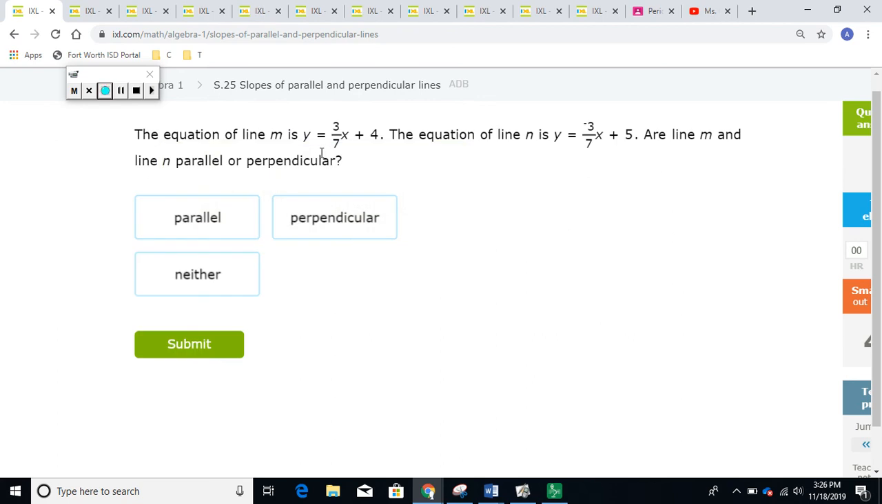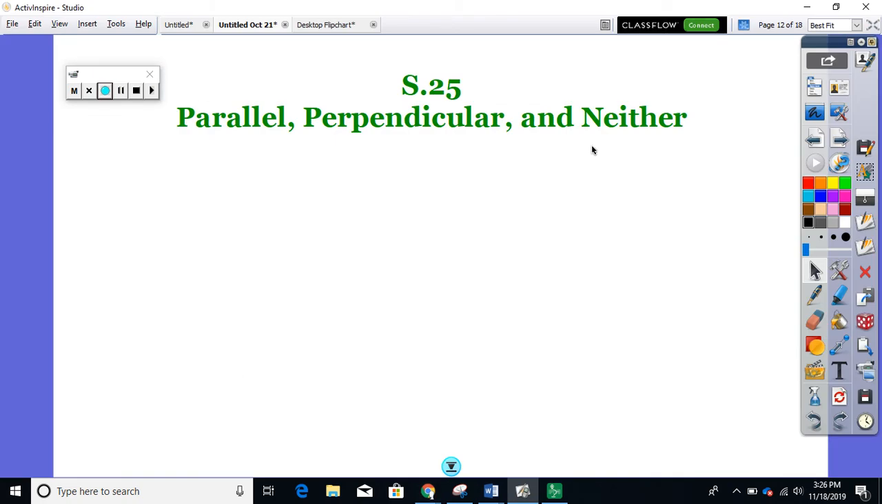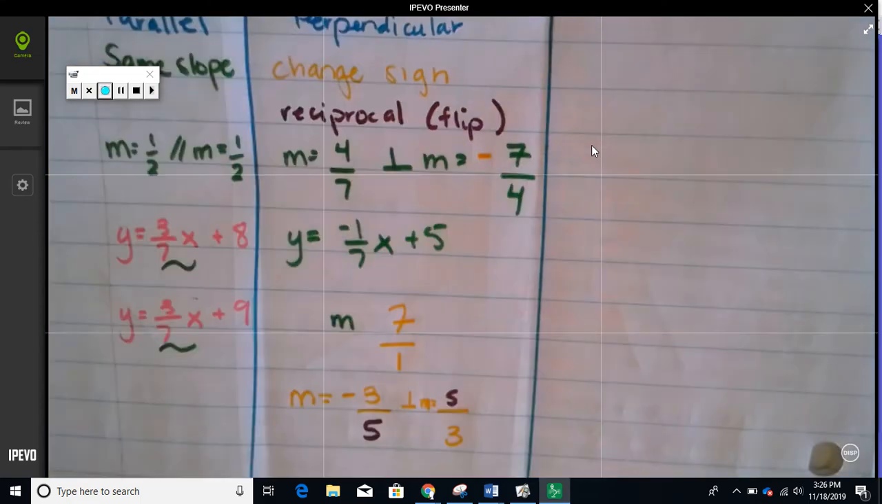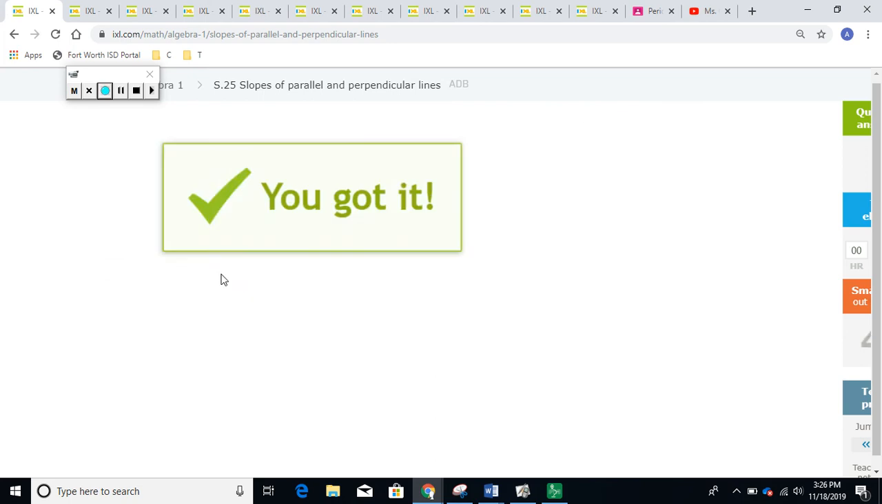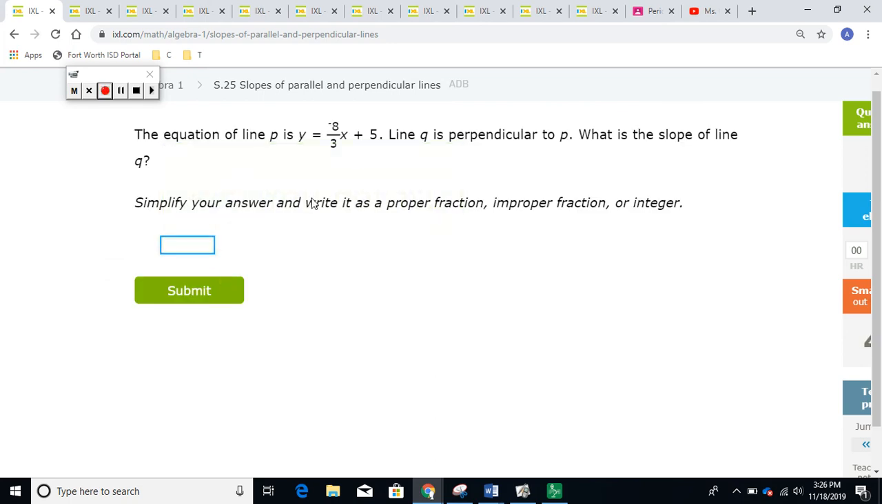Here it's the one, remember slope is the one with the x, and here I can see it's 3 over 7. Here it's negative 3 over 7. They changed the sign, but they did not flip it, so that would be neither, because they didn't do both things. Here it's perpendicular, so I flip it, so it's going to be now positive 3 over 8.